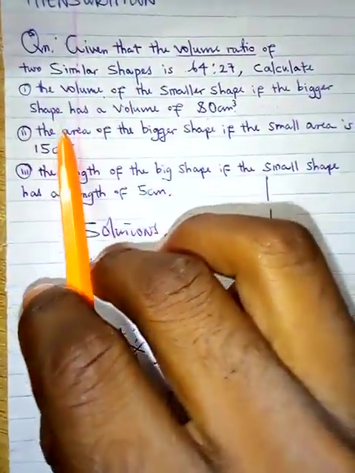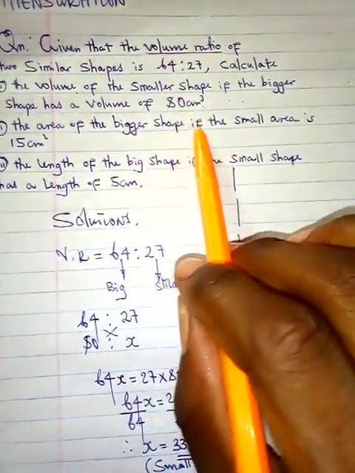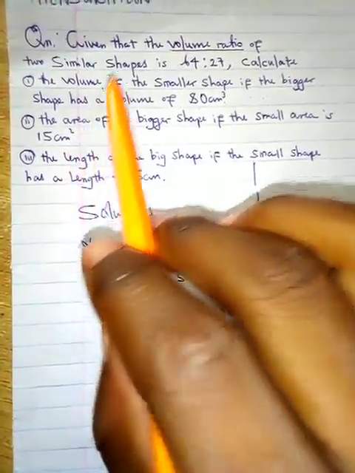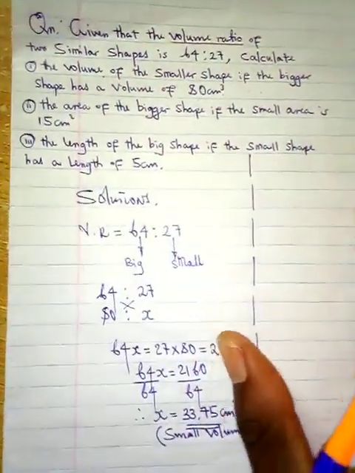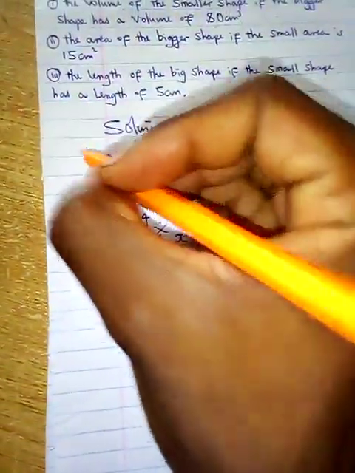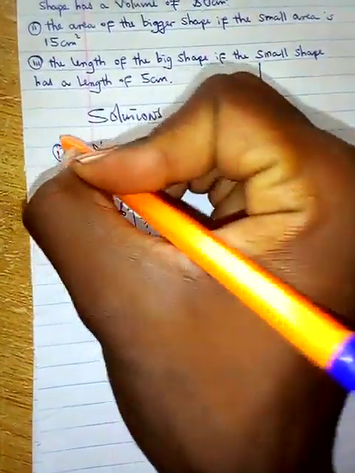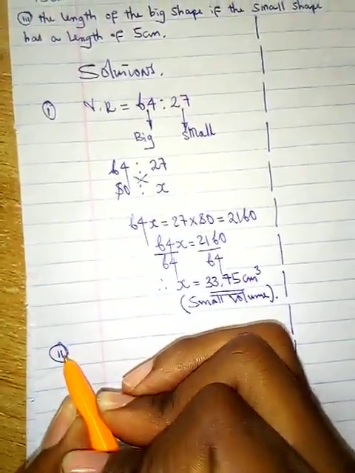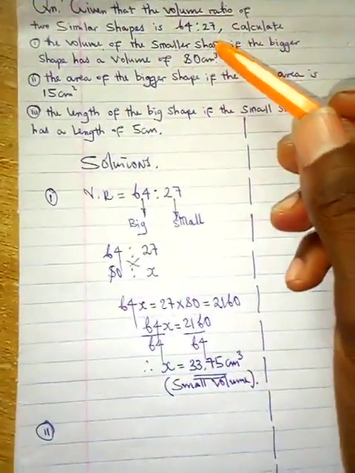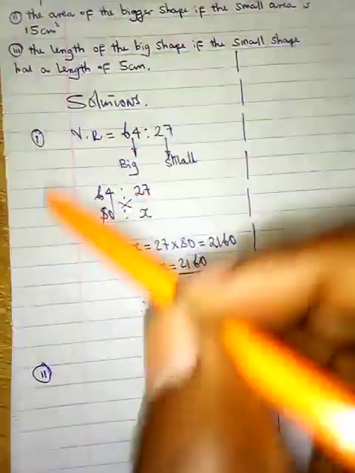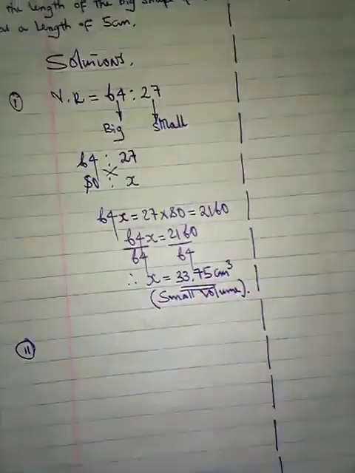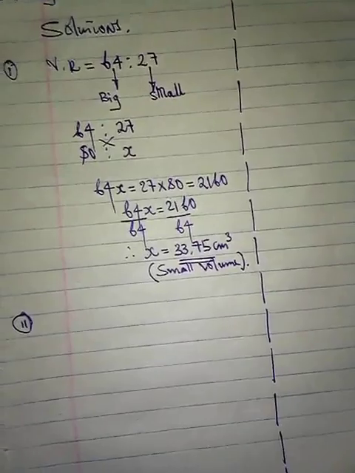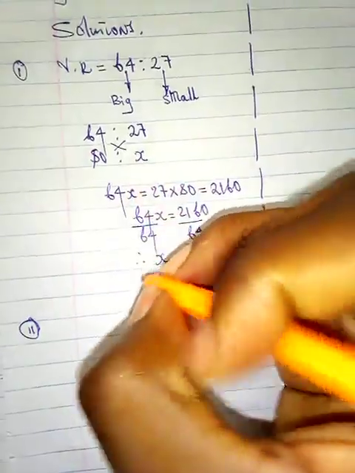The next problem, they want us to find the area of the bigger shape if the small area is 15 centimeters squared. So this second question is involving us to determine the area. We can't use the volume ratio directly. So what I'm going to do is use the area ratio. So I need to derive my area ratio from the volume ratio.